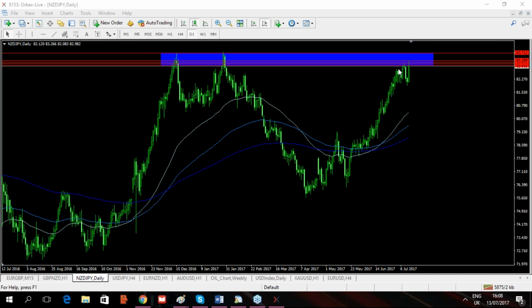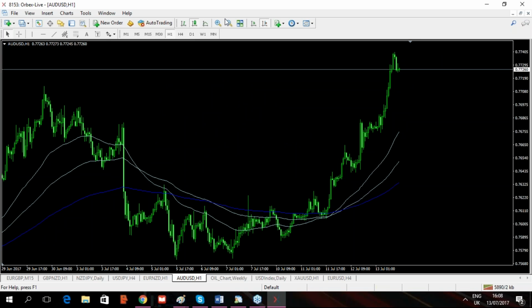Okay, we've got AUD USD. Yes, let's look into that. That's one of it that we have mentioned as well, right? So AUD is on the upside, USD on the downside. Let's look into AUD USD very quickly.